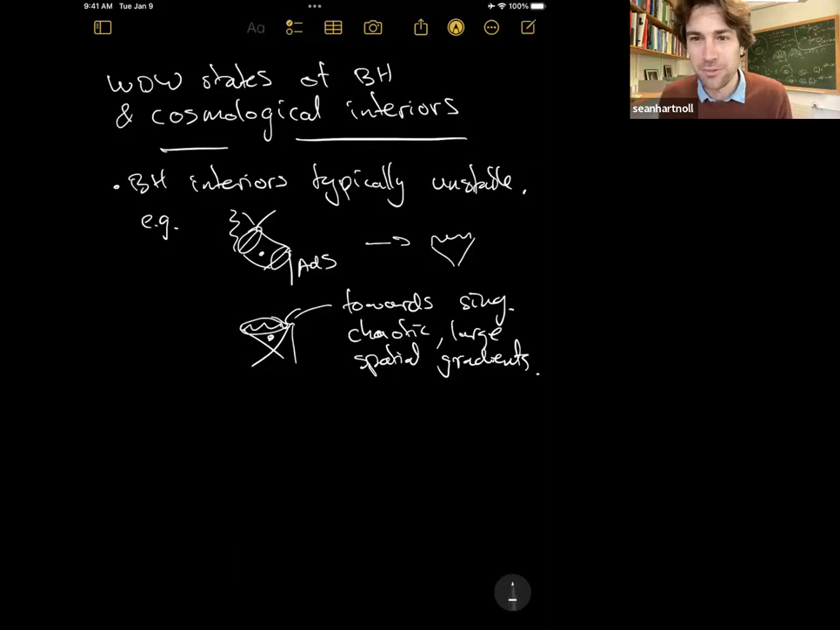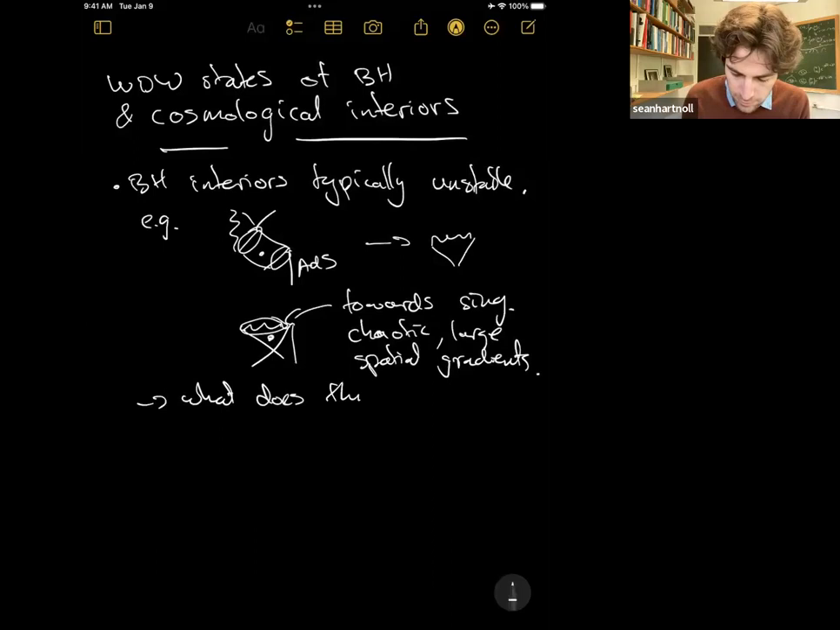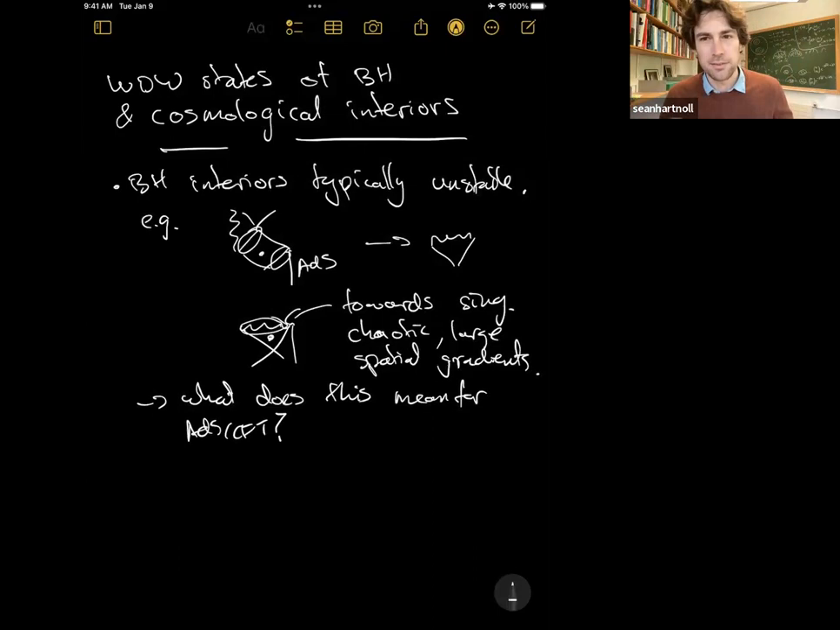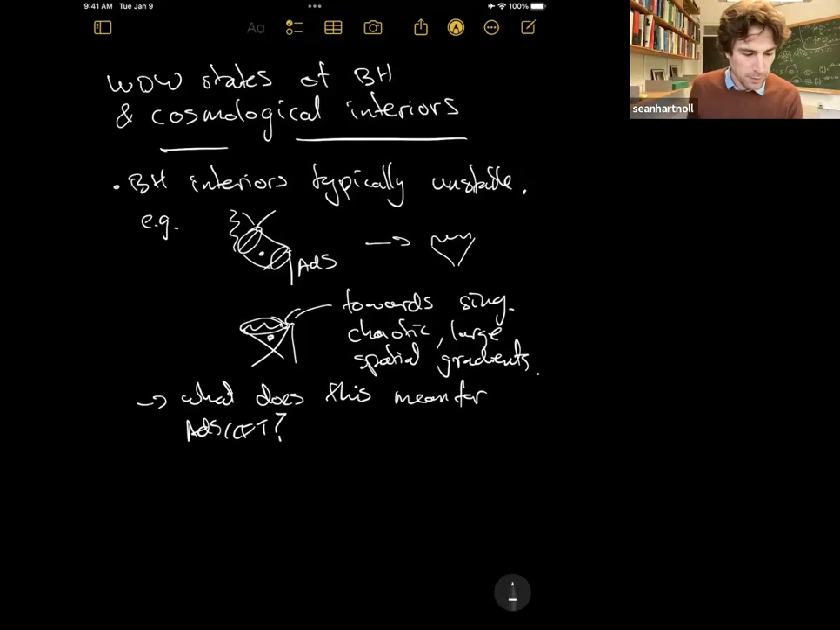Okay, sorry. So the question is, what does all this mean in AdS/CFT? Just to repeat the message, just because the exterior of Schwarzschild AdS is a very robust space-time and a very good thing to use, the interior of AdS is not a robust space-time, probably not a good thing to use, AdS Schwarzschild. Okay.